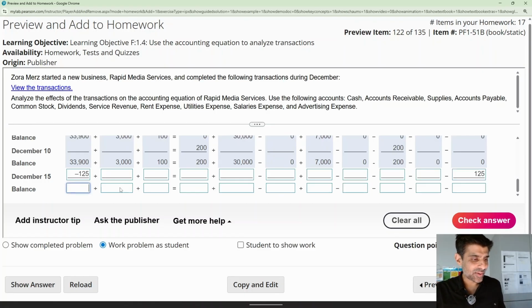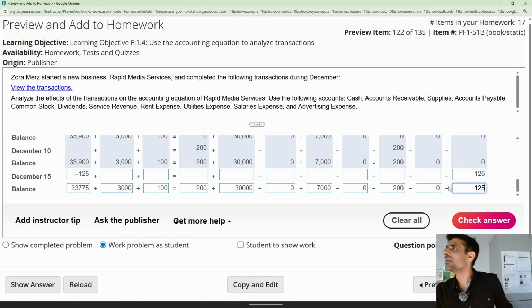So our balance here is going to be 33,775. Is that right? Someone can check my math. If we did this math, 33,575 plus 3,000 plus 100, is that going to equal all this stuff added together? It will. You can prove it to yourself if you want. But again, the accounting equation is still balanced.